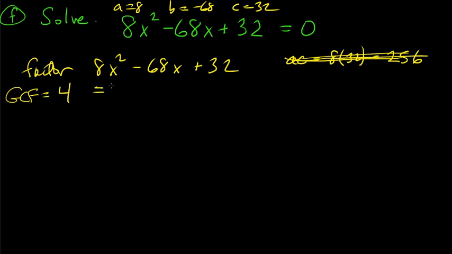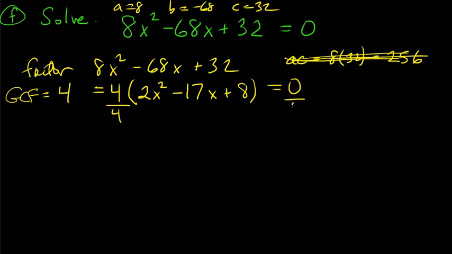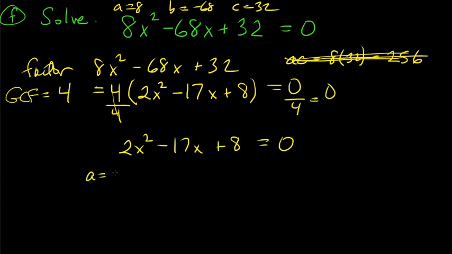So the first thing we should do here is factor out the 4, leaving you with 2x squared minus 17x plus 8. And that's what equals 0, right? So the 4 doesn't matter. We can divide both sides by 4. And that leaves you with 2x squared minus 17x plus 8 equals 0. Right, because 0 divided by 4 is still 0. So really, at this point, a is 2, b is negative 17, and c is positive 8.